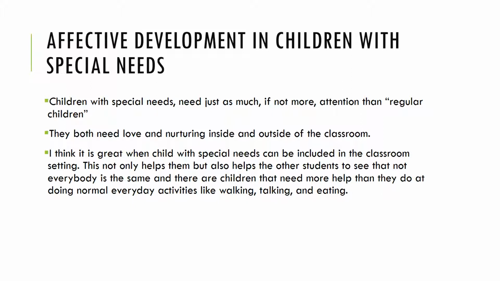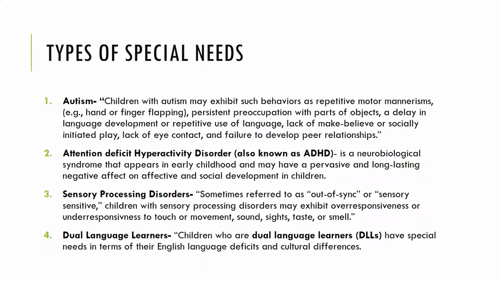It helps the child that has special needs get more social interaction, and it helps the quote-unquote regular children see that, hey, I may get mad that I can't do this, but this child will never be able to do this, and it puts it into perspective for them. There are many, many, many types of special needs. Autism is unfortunately the most popular in the book.